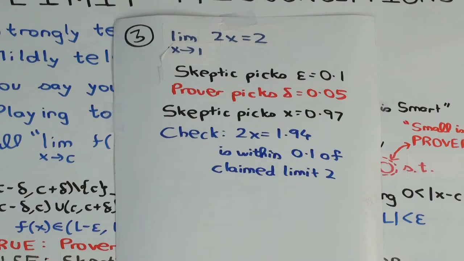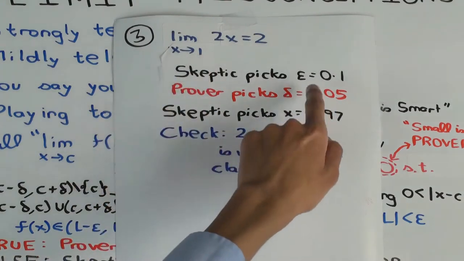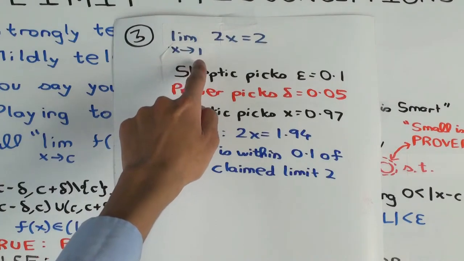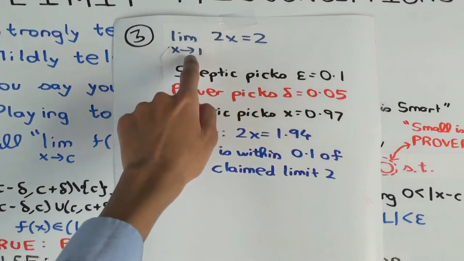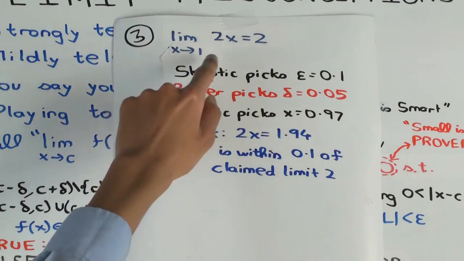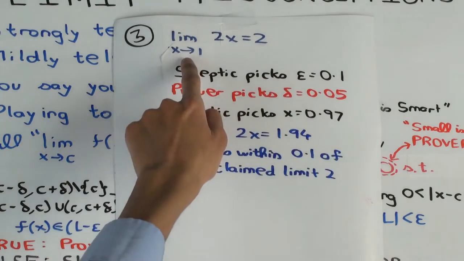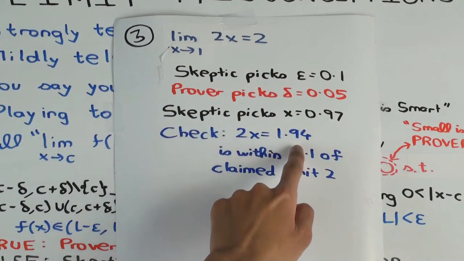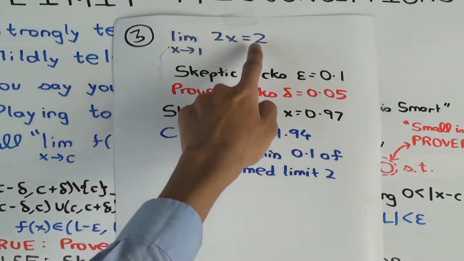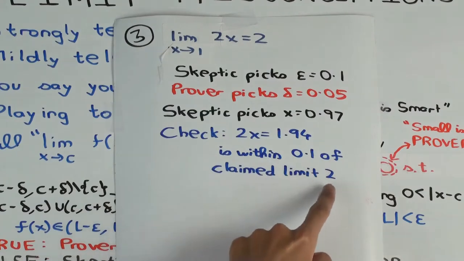The prover picks delta as 0.05, which means the prover is now getting the input value trapped between 0.95 and 1.05. That's 1 plus or minus this thing. And now the prover is claiming that if the x value is within this much distance of 1, except the value equal to 1, then the function value is within 0.1 distance of 2. So the skeptic tries picking an x within the interval specified by the prover. So maybe the skeptic picks 0.97, which is within 0.05 distance of 1. And then they check 2x is 1.94. That is at a distance of 0.06 from 2. So it is within 0.1 of the claimed limit 2.